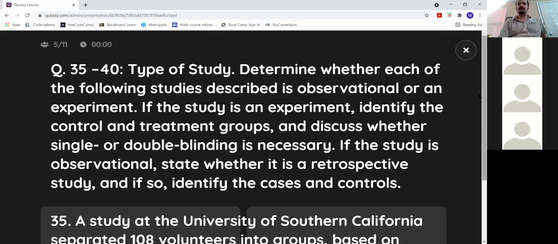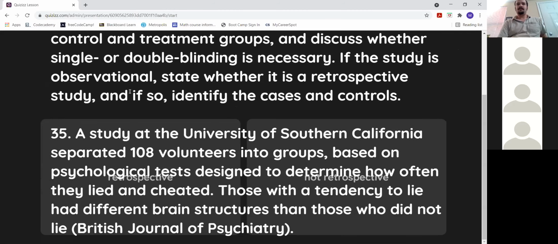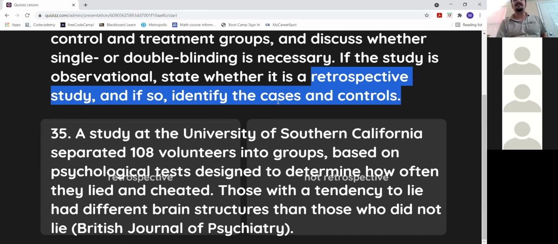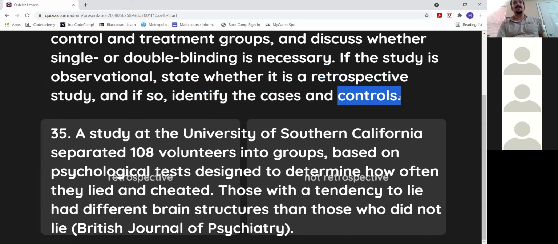Sorry, can you repeat the difference between retrospective and not retrospective again? So retrospective, it kind of naturally lines itself up kind of like an experiment. We have a case of people that are doing something and a control of people that are not doing something.